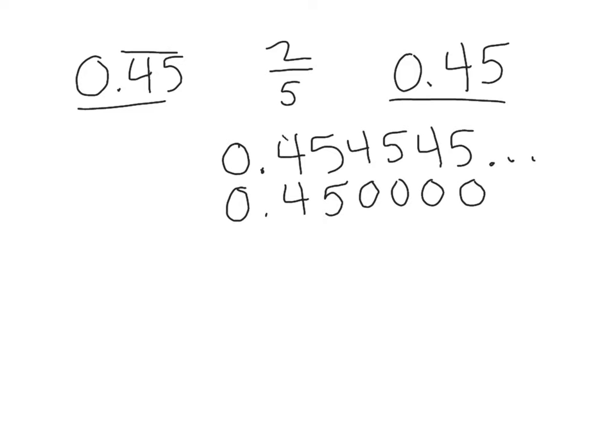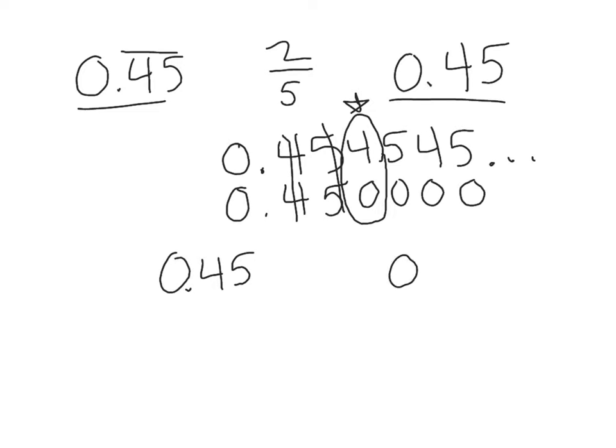All right, when I look at the first digit, they're the same. Second digit is the same. And then when I get to the third digit, you can see that the 0.45 repeating has a bigger digit in that place. So 0.45 repeating is bigger than 45 hundredths. So let's write those in order. We have 0.45 and 0.45 repeating. Okay, so those two are done.